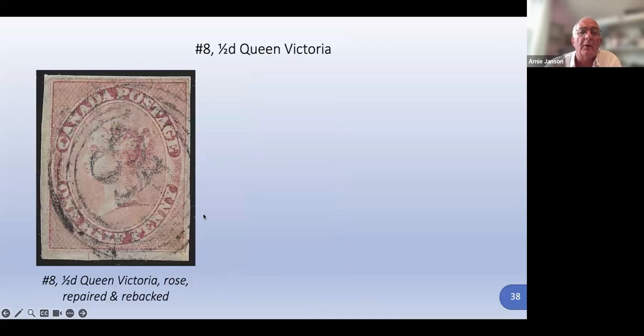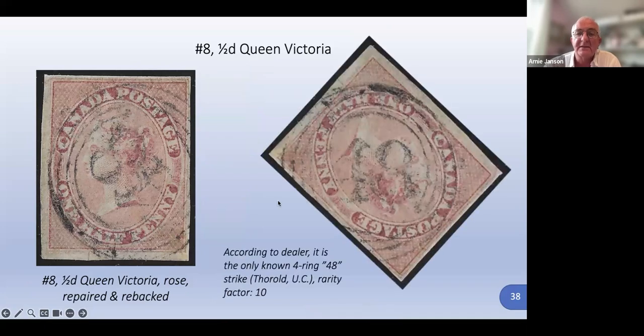Here's an interesting Queen Victoria that has been repaired and rebacked. Why would you do that? Because according to the dealer, it's the only known 1848 four-ring strike from Thorold, Upper Canada. So that would probably justify going to the effort of repairing it and rebacking it.